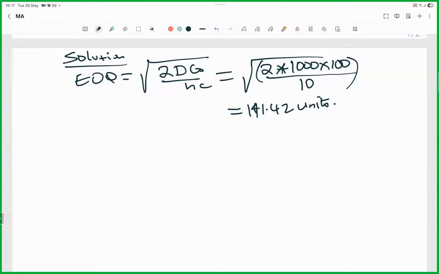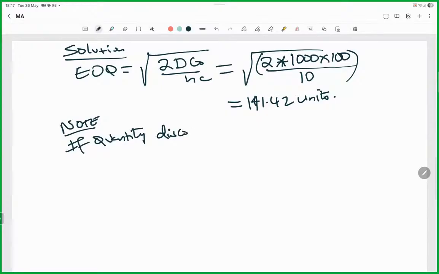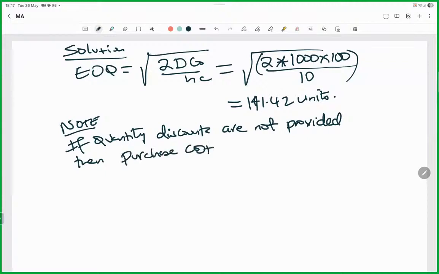Now, ladies and gentlemen, one thing that I would want you to really appreciate from the word go, which you're going to capture as a note, is that if quantity discounts are not provided, then purchase cost becomes irrelevant. Even if it was to be given in this question, so long as they have not mentioned anything to do with what here? Discounts. Purchase cost becomes irrelevant.